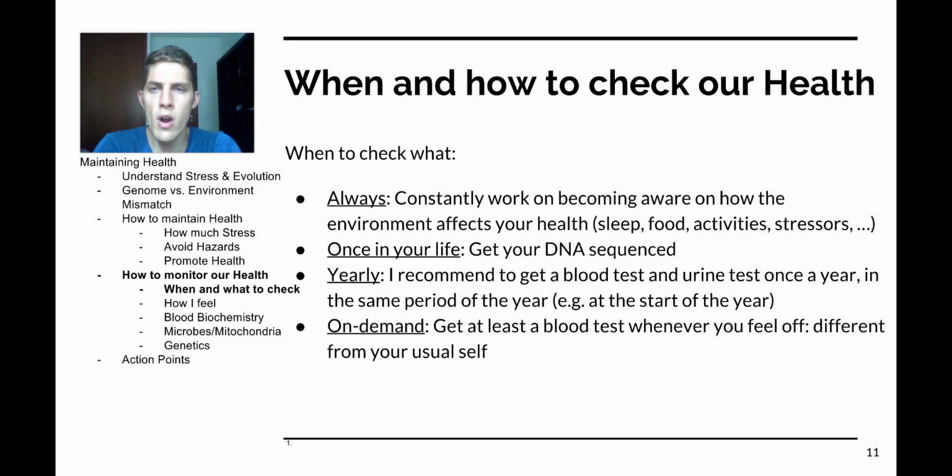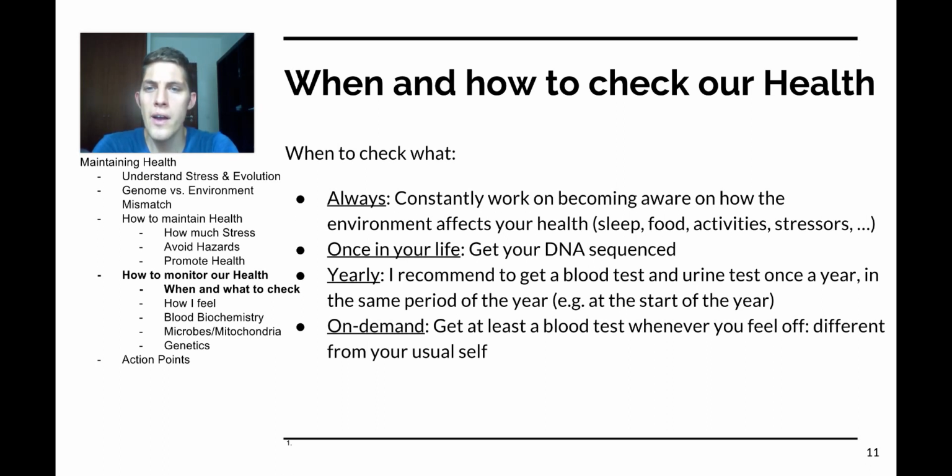Always, always work on becoming more aware of how the environment affects your health. So how sleep, how food, how activities, how thoughts, how mood, how weather, other stressors affect you and your health. It's an important point because we saw that phenotypes and symptoms are a biolayer. Then once in your life, you should get your DNA sequenced. You can use 23andme.com. It's 100 to 150 US dollars. I will explain why in a moment further down in this presentation.